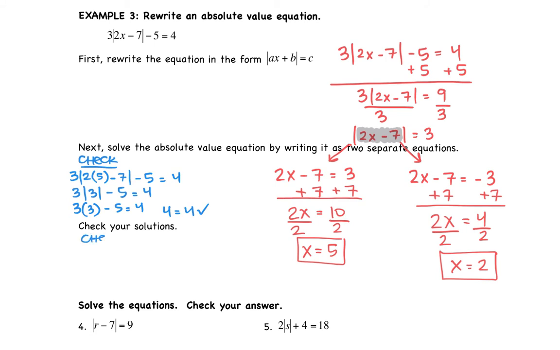Now let's check your second solution here. So same thing. I have 3 times the absolute value, but this time I'm going to plug in 2. All right, I work inside the absolute value bars first. So 2 times 2 is 4, minus 7 is negative 3. Then I take the absolute value, and the absolute value of negative 3 is positive 3. And so now this last step is the same. 3 times 3 is 9. 9 minus 5 is 4. So you see that both of those solutions worked. Again, for each of these, there will be 2 solutions.